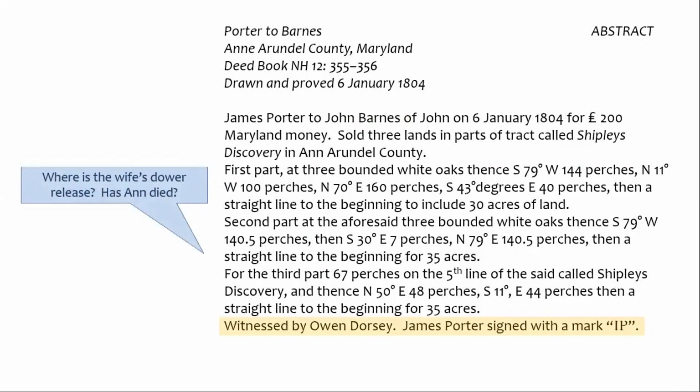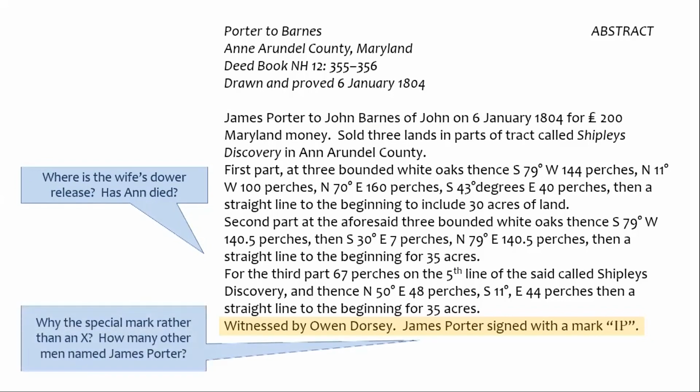Where's the wife's dower release? Has she died? Because usually she would say something. And why does he have a special mark rather than an X? Does that mean that we have another problem with men of the same name? How many other men are there named James Porter?